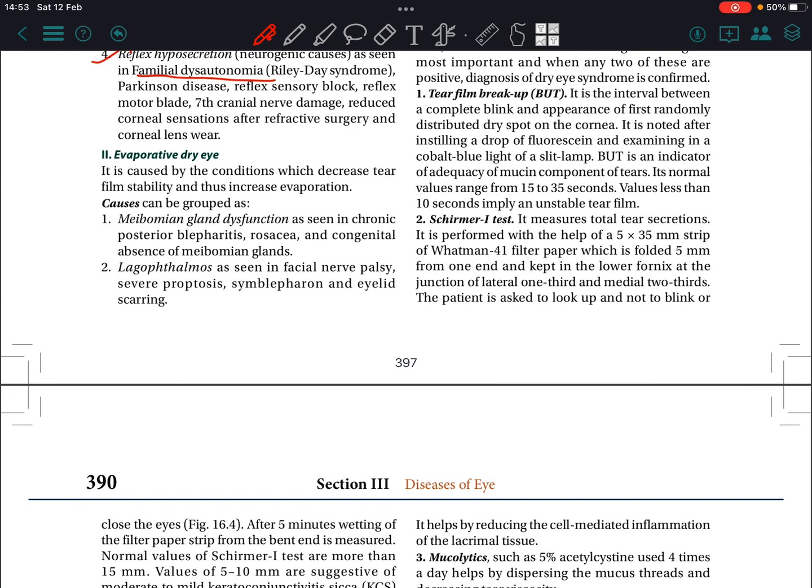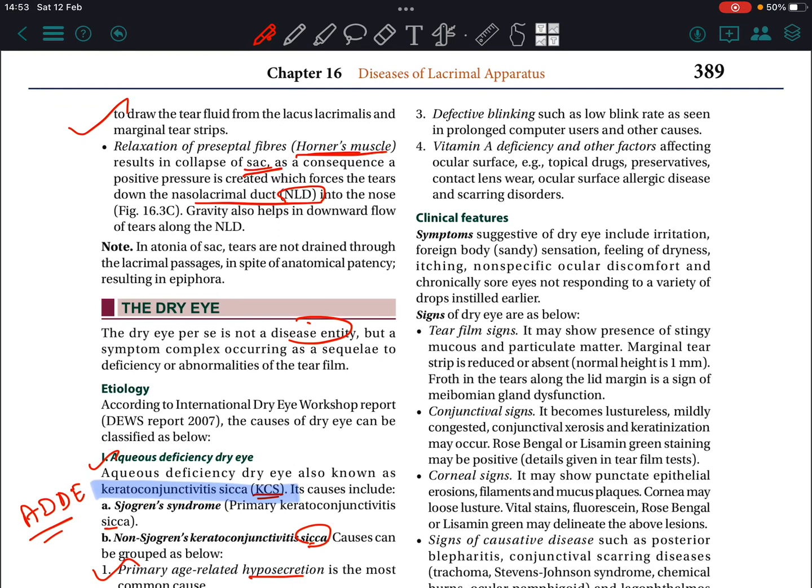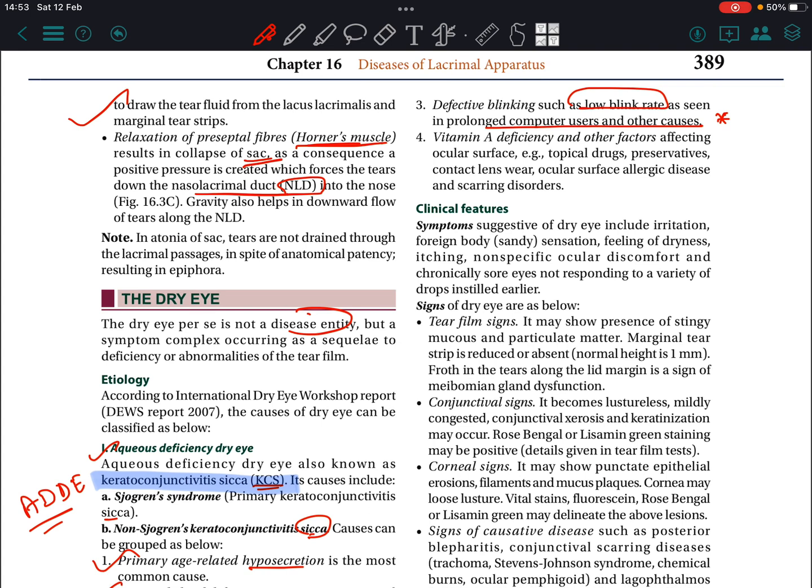Evaporative dry eye is caused by conditions which decrease tear film stability and thus increase evaporation. Causes can be grouped as meibomian gland dysfunction, as in chronic posterior blepharitis, rosacea, and congenital absence of meibomian glands. Lagophthalmos is seen in facial nerve palsy, severe proptosis, symblepharon and eyelid scarring. Defective blinking, such as a low blinking rate, is seen in prolonged computer use and other causes. Vitamin A deficiency and other factors affecting the ocular surface, for example topical drugs, preservatives, contact lens wear, ocular surface allergic disease and scarring disorders.